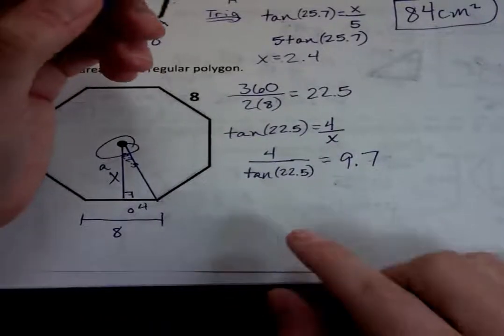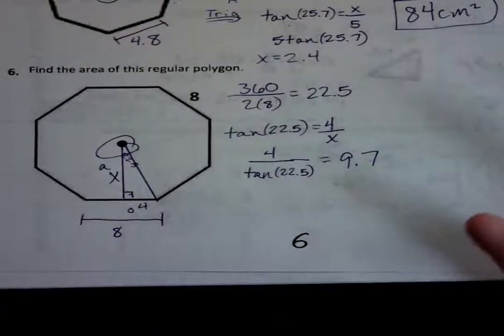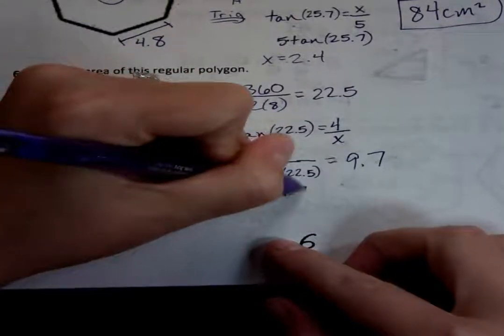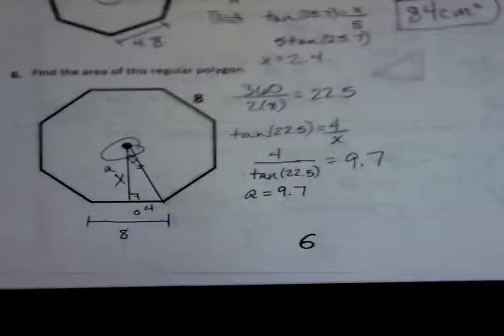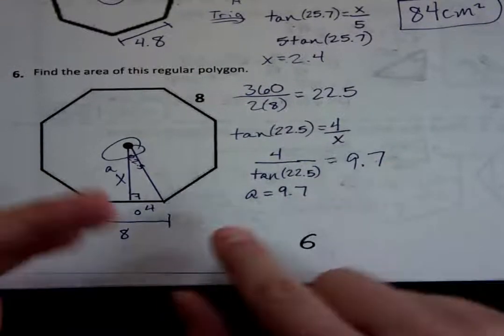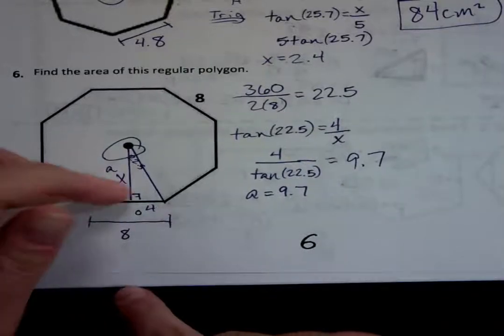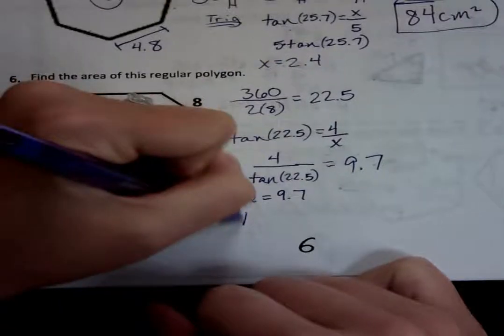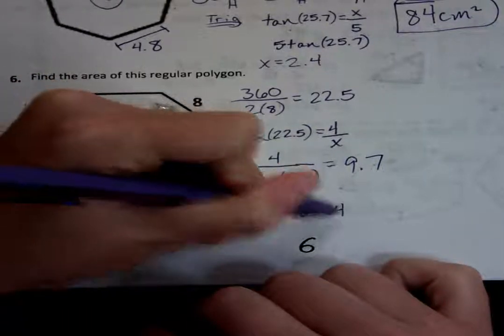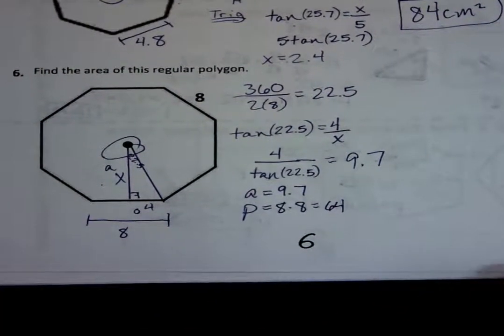Okay? So x is 9.7. What is x? It's our apothem. Our apothem is 9.7. The apothem and x are the same thing. All right, so we need our perimeter, which is 8 times 8 equals 64. We have all the things we need.